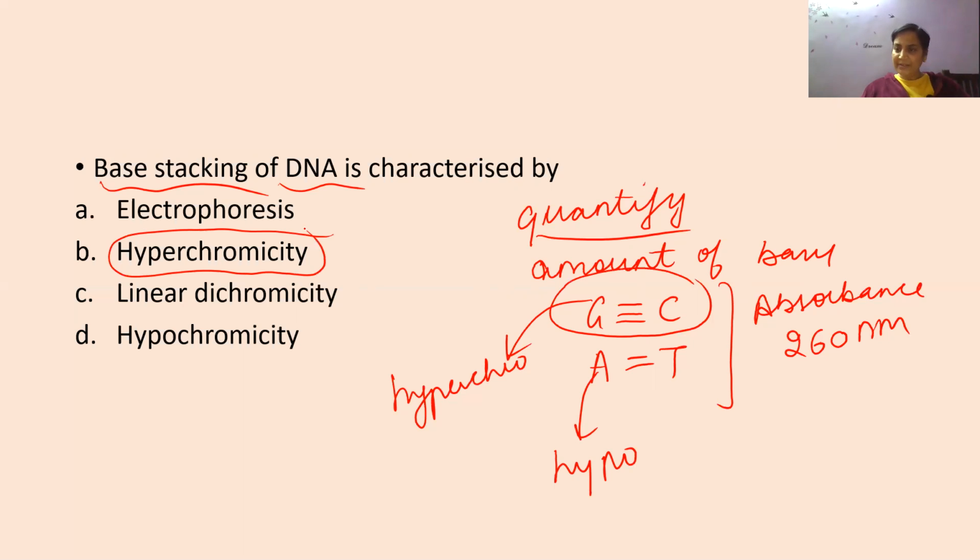I hope it is clear. Because base stacking, and always remember that DNA absorbs at 260 nanometers, or it is the UV range. Okay, so I hope this question is clear to you. We can quantify DNA at 260 nanometers depending upon the number of bases.